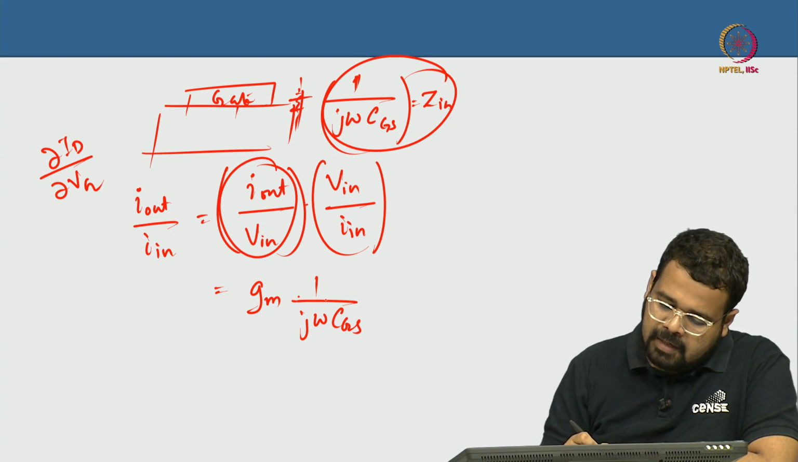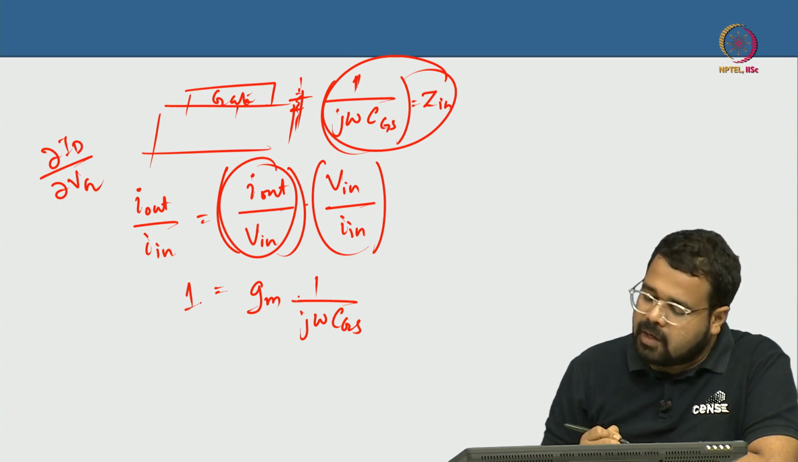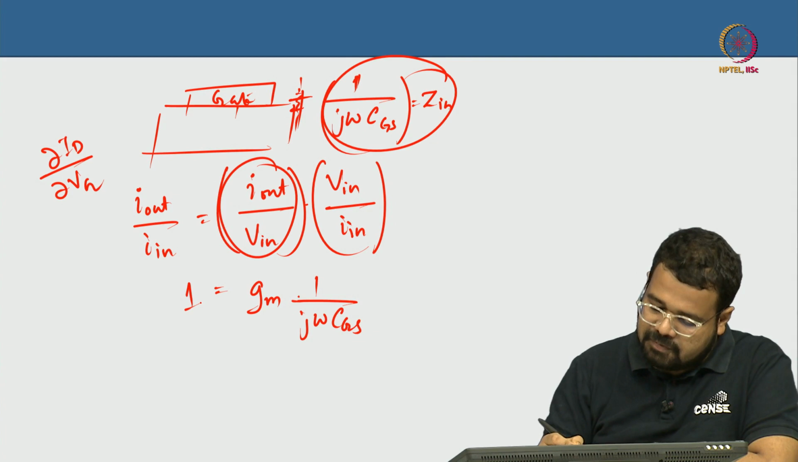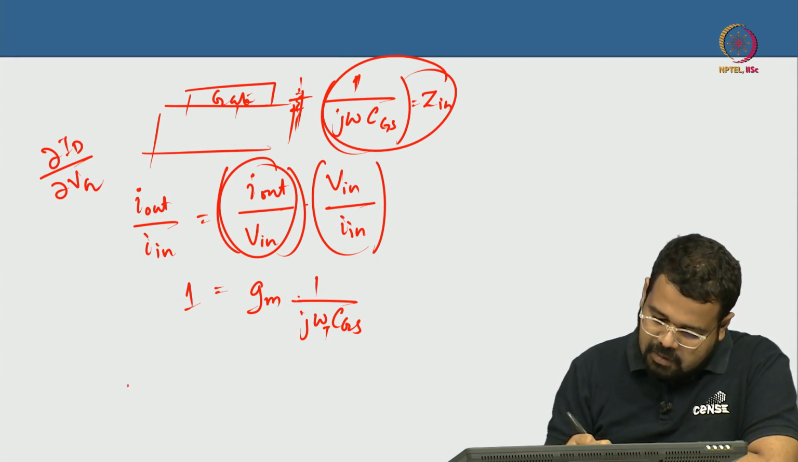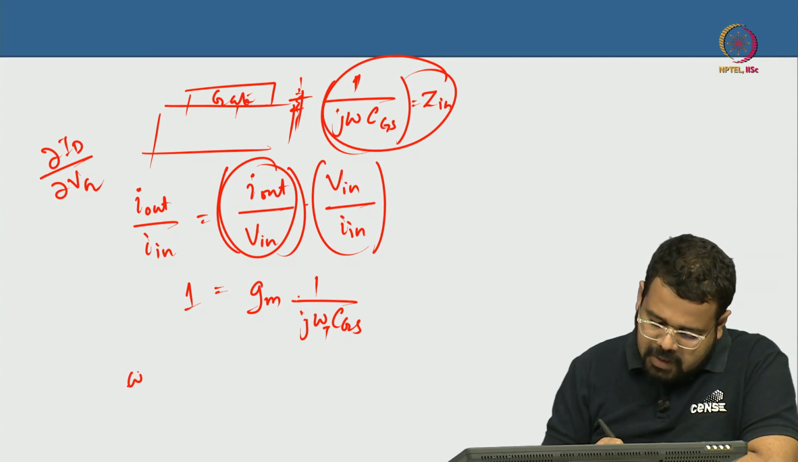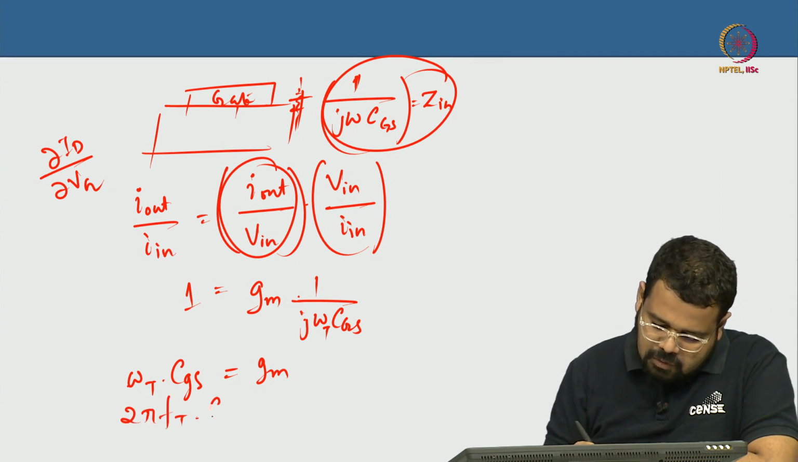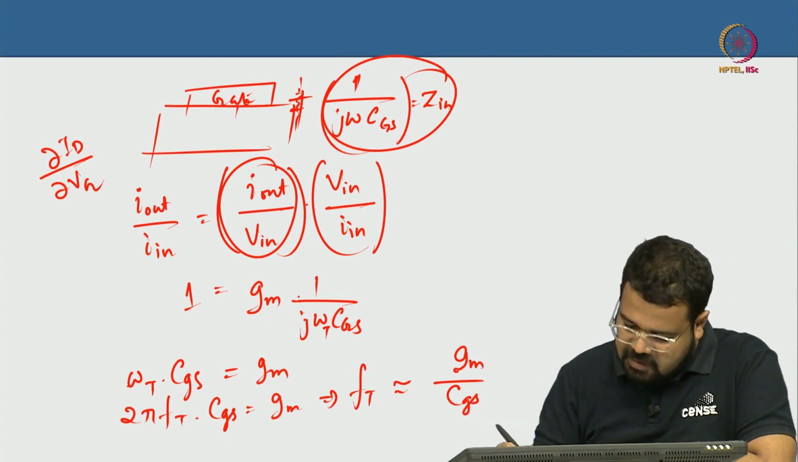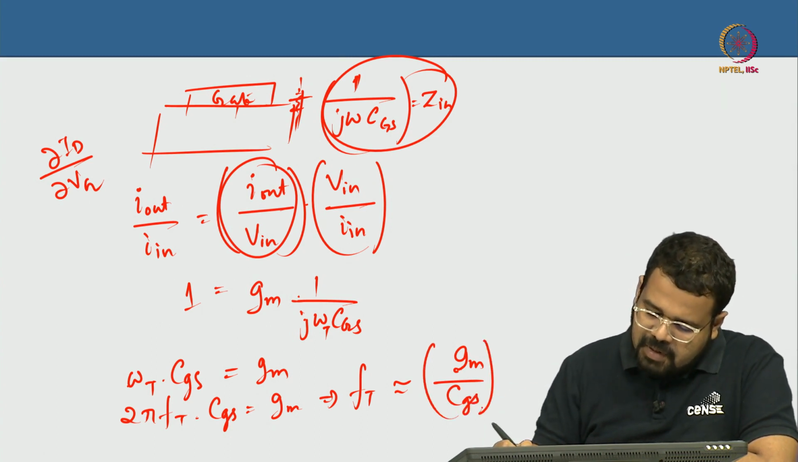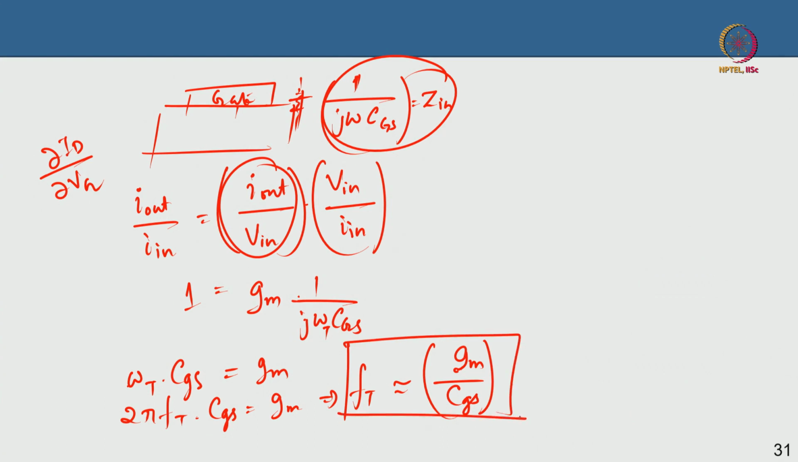And it has to become 1 at the cutoff frequency Ft, so omega t. If I take the magnitude only, because I want to remove the j, then omega t times CGS is equal to Gm. Omega t is nothing but 2 pi Ft, the cutoff frequency, so 2 pi Ft times CGS equals Gm. So your cutoff frequency Ft is basically Gm by CGS. Of course there is a factor of 2 pi, but that is okay. Gm by CGS is your cutoff frequency, very important.